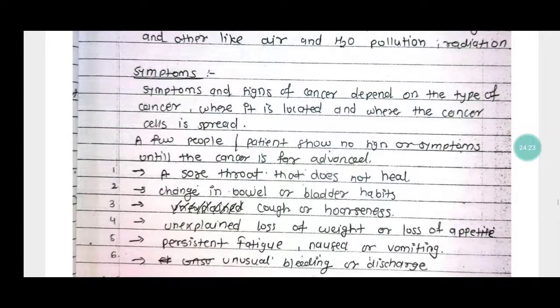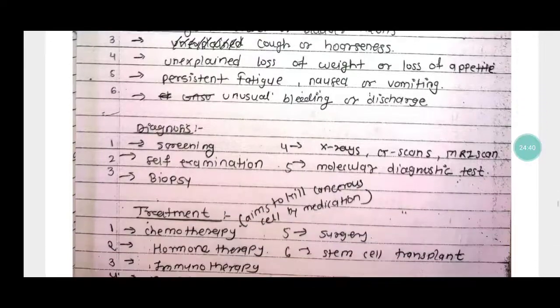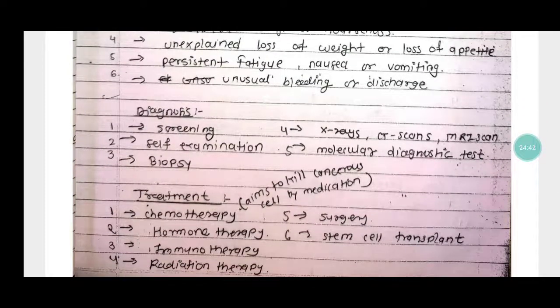The symptoms of cancer: a sore throat that doesn't heal, change in bowel or bladder habits, cough or hoarseness, unexplained loss of weight or loss of appetite, persistent nausea or vomiting, unusual bleeding or diarrhea. The diagnosis of cancer is by screening, self-examination, biopsy, X-rays, CT scan and MRI scan, and molecular diagnostic tests.